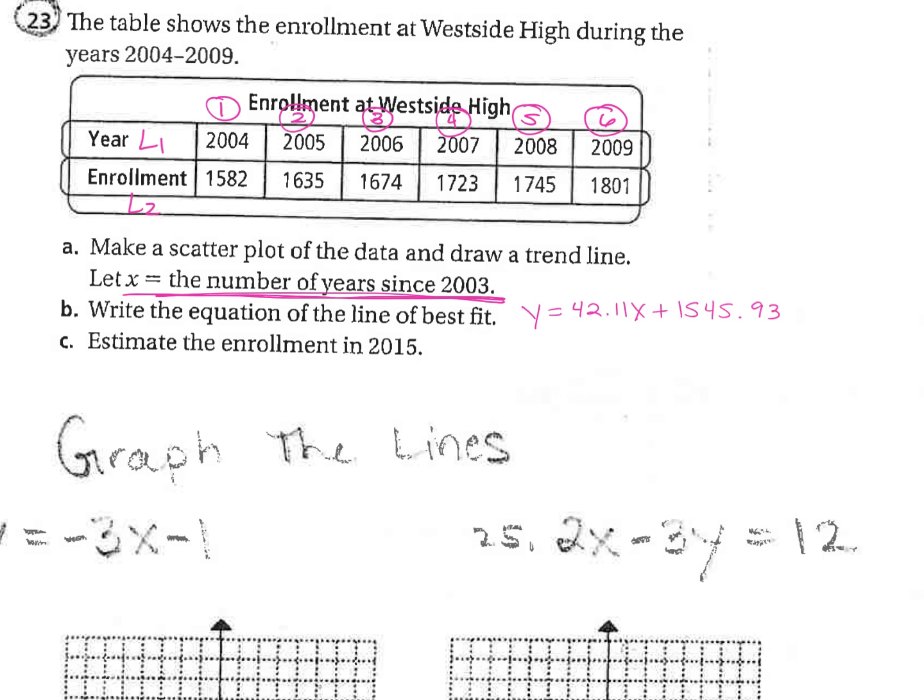So you would plug a 12 in for this X right here. So you would go 42.11 times 12 plus 1545.93, and that comes out to 2051.25. So the enrollment will be about 2051 people, we would say, for that one.